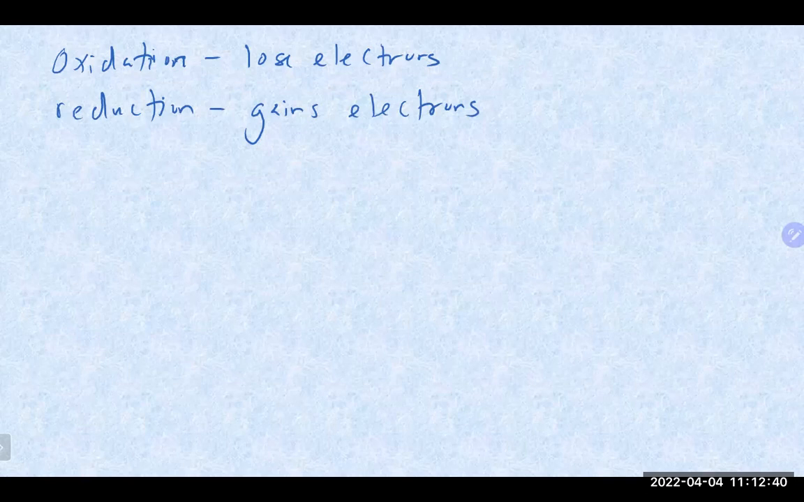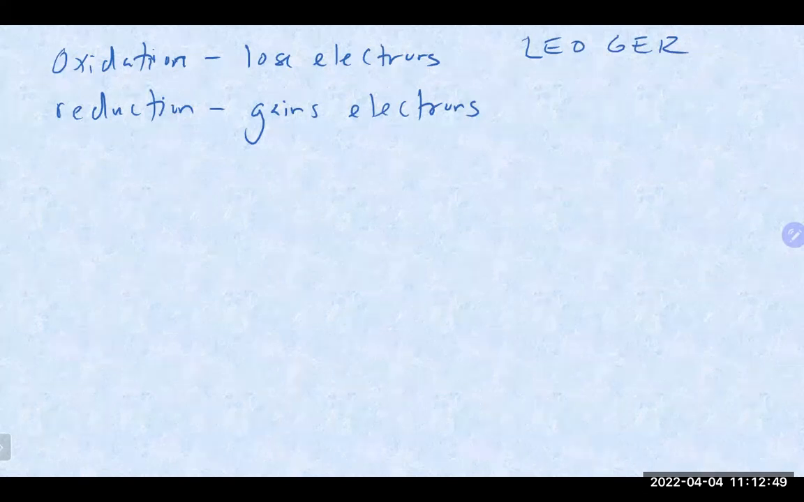Sometimes people remember this by Leo the Lion Goes Grr: Loss of Electrons, Oxidation; Gaining of Electrons, Reduction. Some people are fond of OIL RIG. Oxidizing is losing, reducing is gaining.